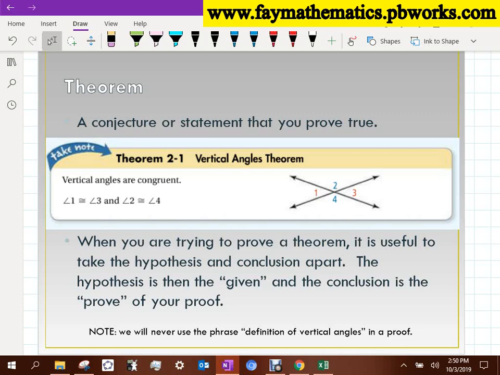Postulates we had to assume to be true, right? We could draw pictures and justify them that way, but we just had to take everybody's word for it, or take the mathematical fathers' word for it that it's true, okay? And everything else was based off them. Theorems can actually be proven. We can actually show why they're true, okay?